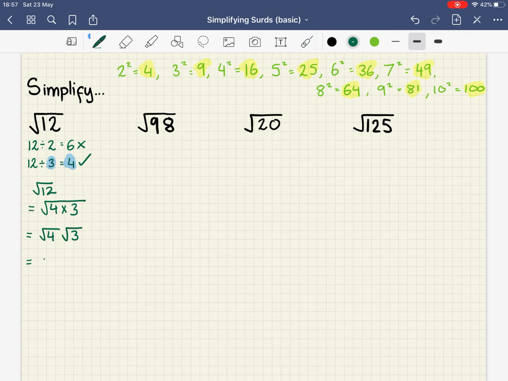And now the square root of 4 is 2. So my final answer is 2 root 3, because I can't do anything with that 3. Okay, let's look at another question then.